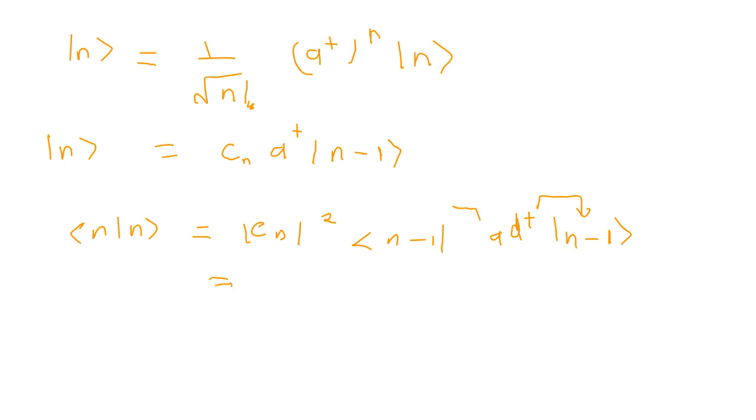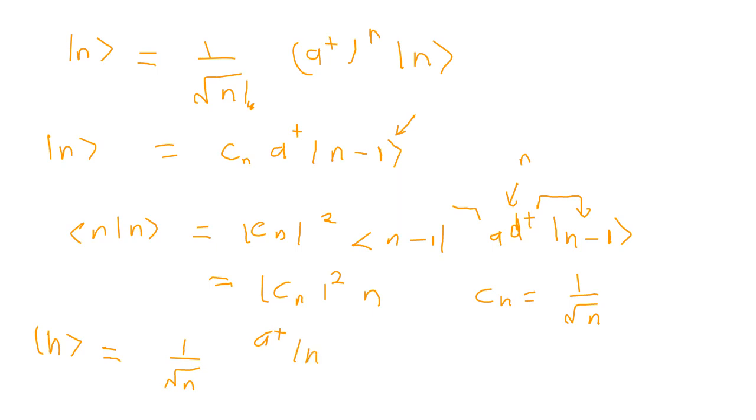Similarly, this is called the number operator. So you get cn squared times n. So this means that cn is given by 1 over square root n. So putting everything together, you do it recursively. What we have just shown is that cn is given by 1 over square root n. So you've solved for what cn is: a dagger acting on n minus 1.